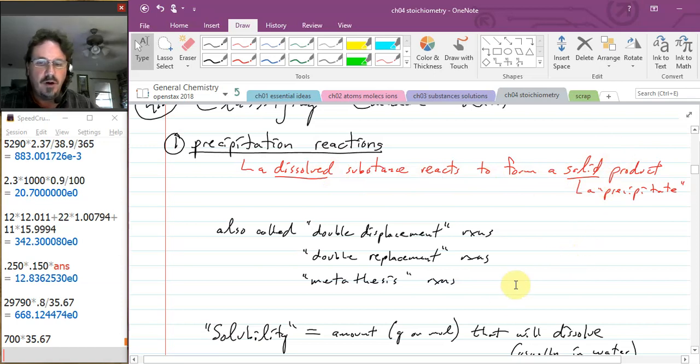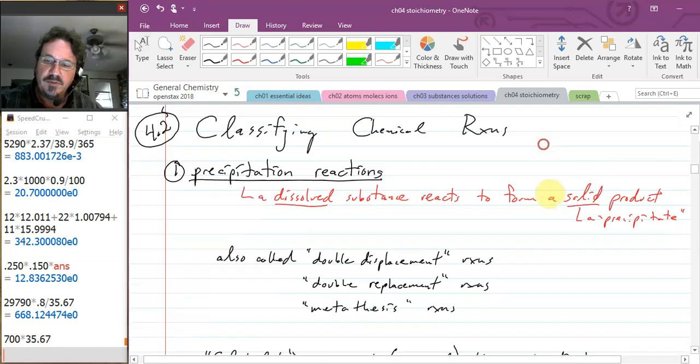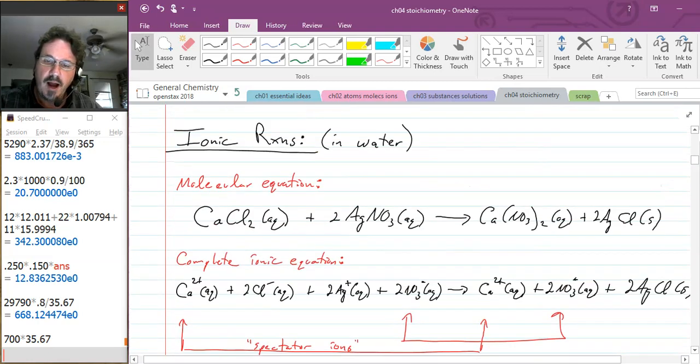These are also called double displacement reactions, double replacement reactions, or metathesis reactions. Other names for them. And before we talked about double displacement reactions without calling them that. We explained up here why these things form, or how they form. When I looked at this, I had an ionic compound. We talked about how these swapped the positive and negative partners.